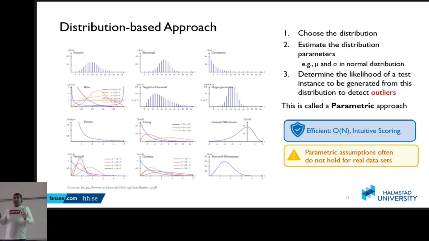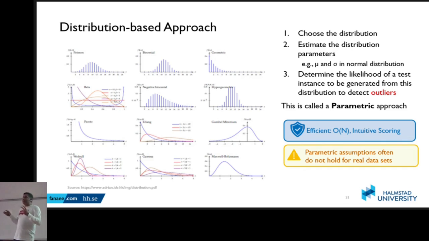So the general approach for distribution-based anomaly detection is that you think that your data fits a specific distribution, and then you choose your distribution. Then you estimate the parameters of the distribution, like mu and sigma in normal distributions. And then based on the likelihood of the instances being generated from this distribution, you detect an outlier or a probability of that instance being an outlier.